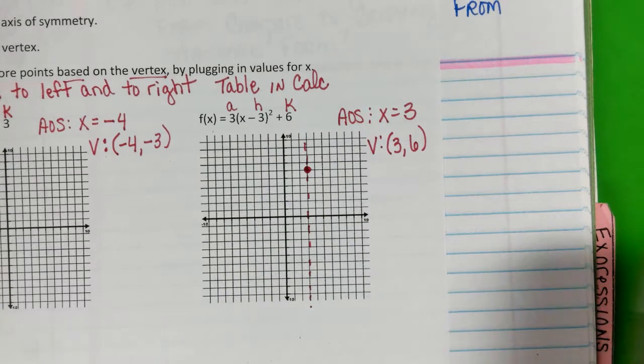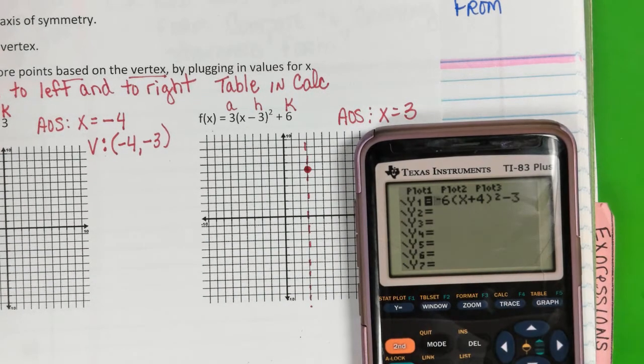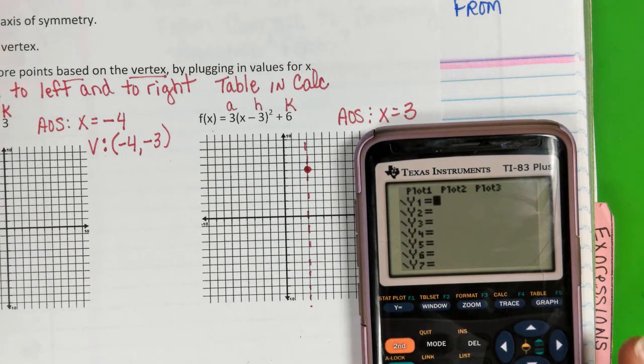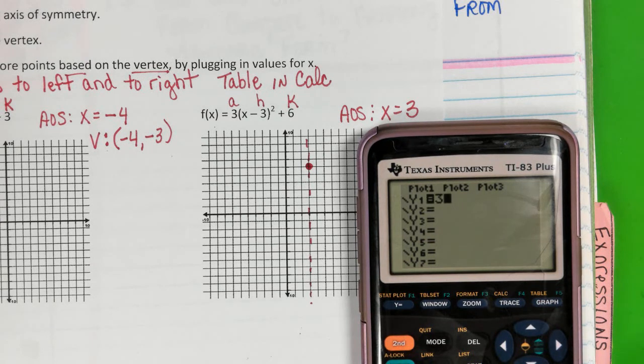Okay. Now I'm going to go back to my calculator. I'm going to clear the equation I already typed. This graph is going to open up. Let's see what the graph looks like. Yep, I can barely see some of it.